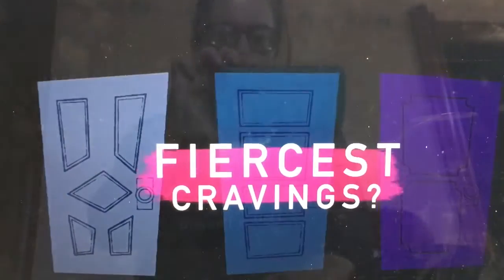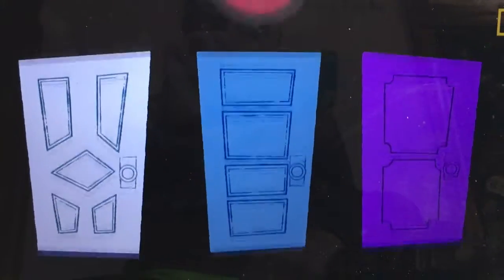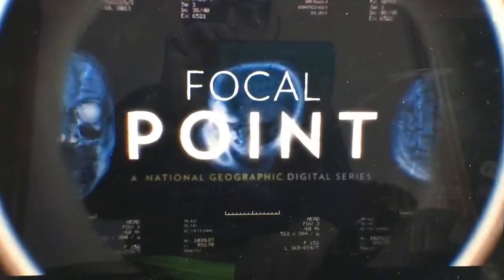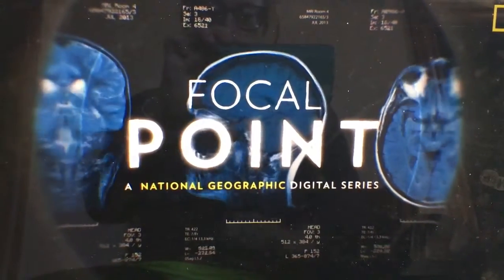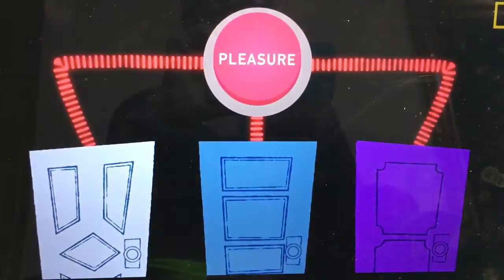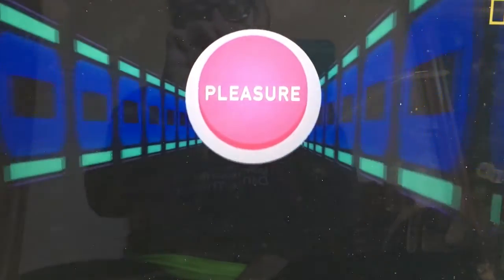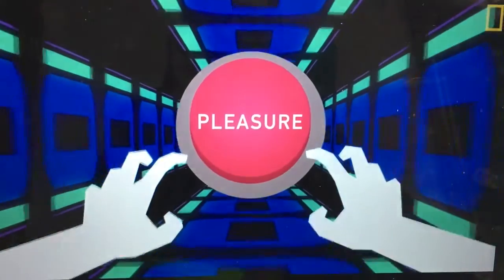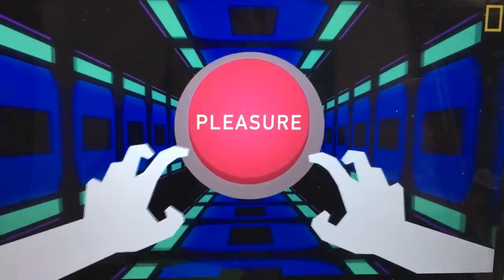What are your fiercest cravings? Whether we're ducking out for a smoke, going for glory at the blackjack table, or drowning our sorrows in a glass of wine, we all have ways that we seek to push our pleasure buttons. But what happens when this need for pleasure becomes a full-time pursuit? When our fix turns into something more like a dependence?